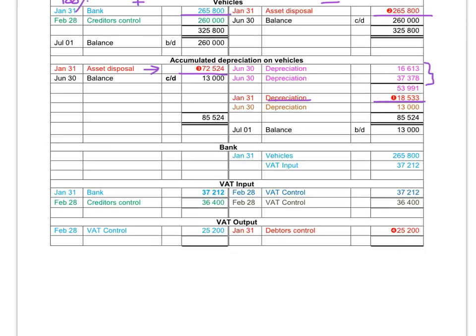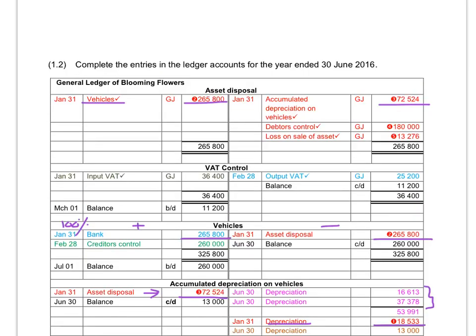VAT output is a liability that will increase on the credit side and decrease on the debit side. So the VAT output is credited to indicate that we collected money on behalf of SARS and that we owe this money to them. The sales price excluding the VAT will be recorded in the asset disposal account.